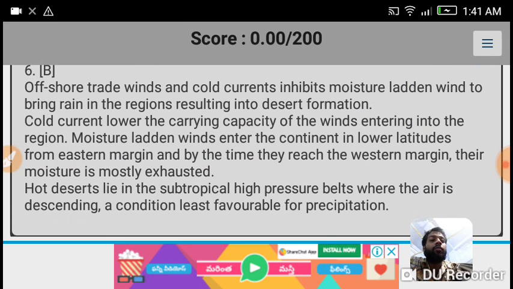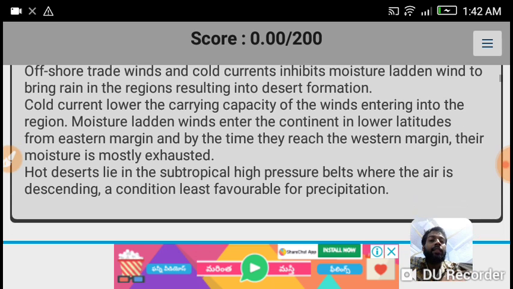Offshore trade winds and cold currents prevent moisture-laden winds from bringing rain to the regions, resulting in desert formation. Cold currents lower the carrying capacity of the winds entering the region. Moisture-laden winds enter the continent in lower latitudes from the eastern margin, and by the time they reach the western margin, their moisture is mostly exhausted. Hot deserts lie in the subtropical high pressure belts where the air is descending, a condition least favorable for precipitation.